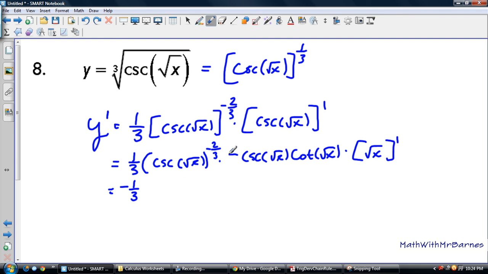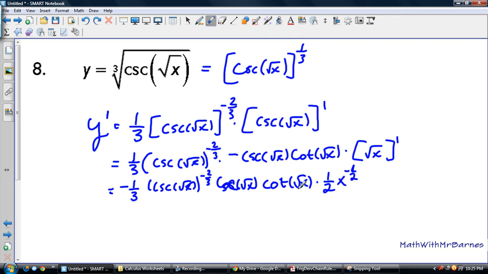So 1 over 3, I'm going to take that negative and throw it out front there. Cosecant, square root x, negative 2 over 3. Then cosecant root x, cotangent root x, and then the derivative of the square root of x, 1 over 2 x to the negative 1/2.